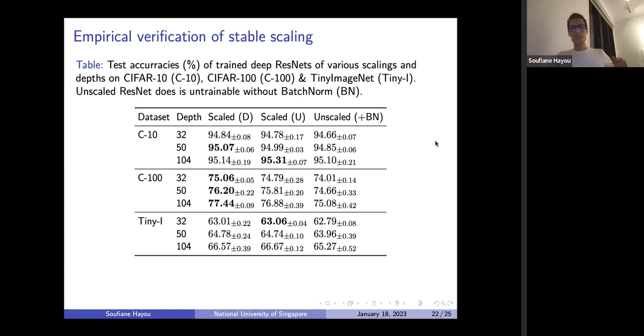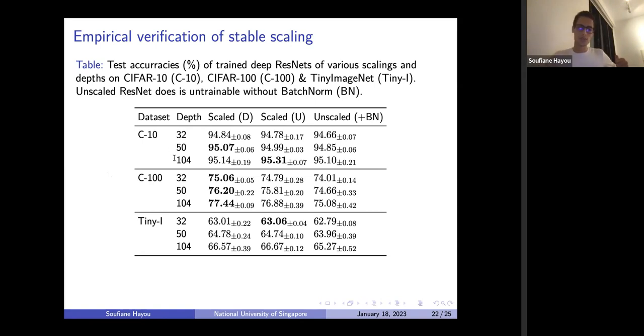But you might also tell me, okay, all the theory was based on the fact that we take the width to infinity first, then look at what happens when we take the depth to infinity. But in practice, for example in the standard ResNets, the width is not much larger than the depth. So typically you have, let's say, a width of 64 or 100.